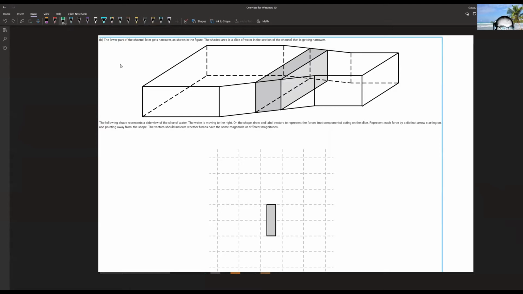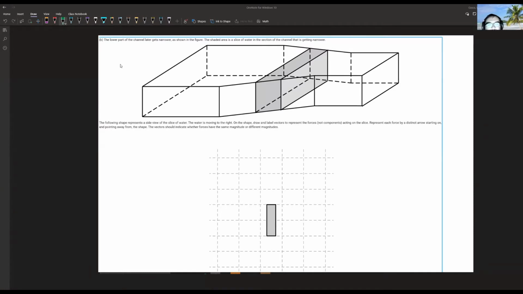The following shape represents the side view of the slice of the water as the water is moving to the right. On the shape, draw and label the vectors to represent the forces, but not components, acting on the slice. Represent each force by a distinct arrow starting on and away from the shape. Vectors should indicate whether the forces have the same magnitude or different magnitudes.